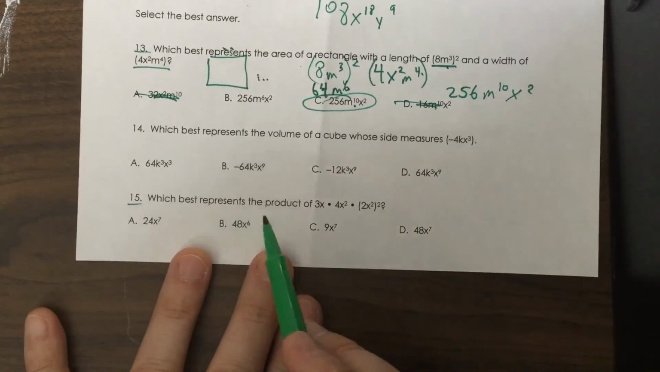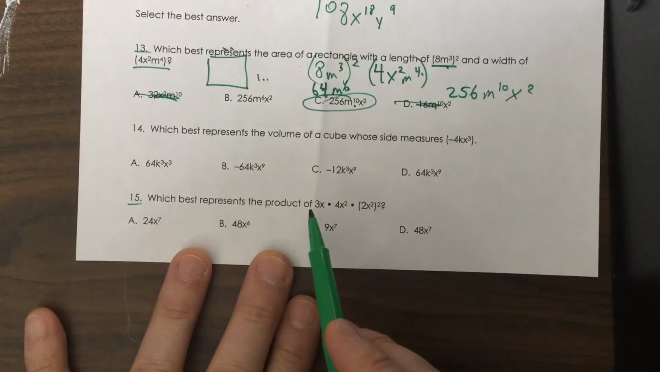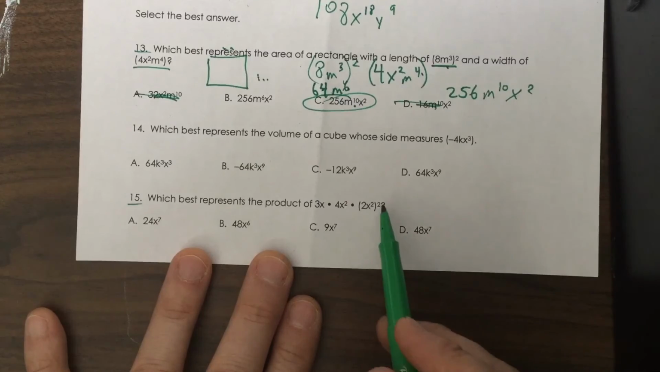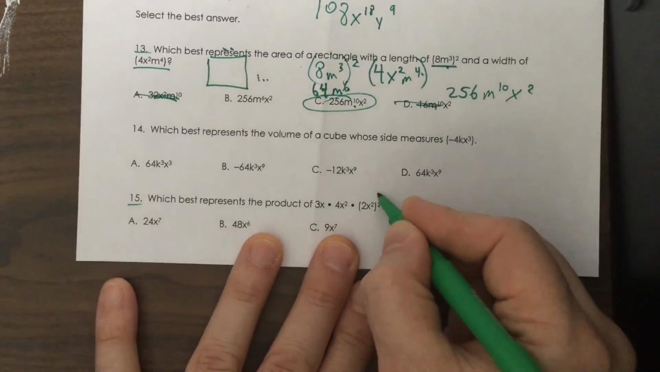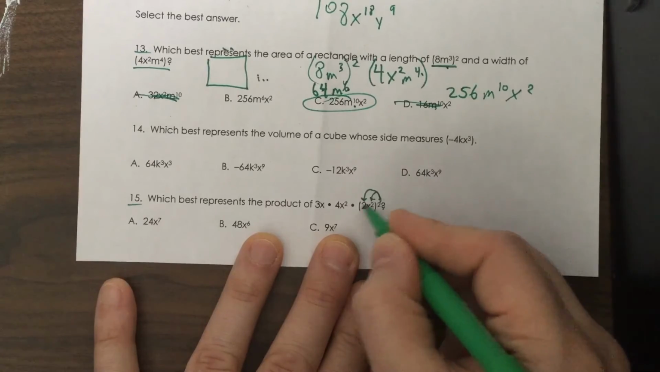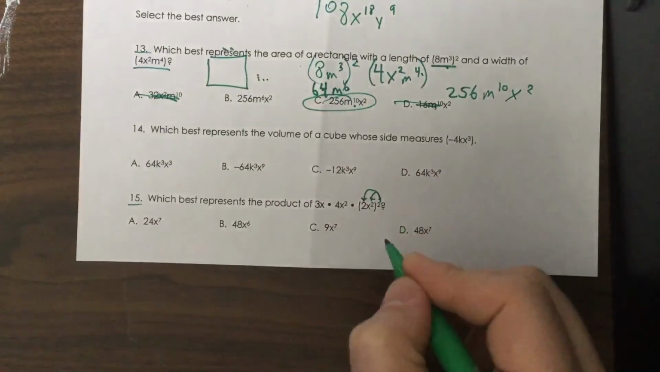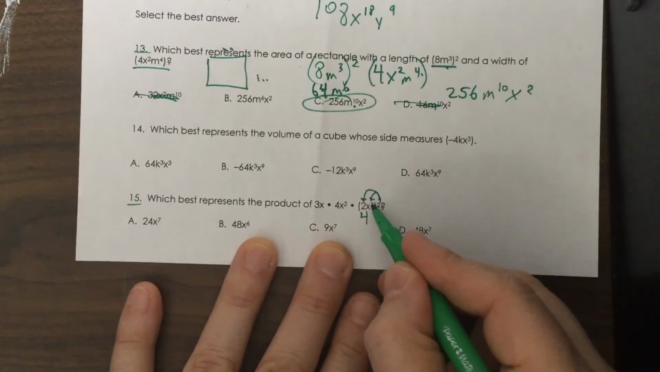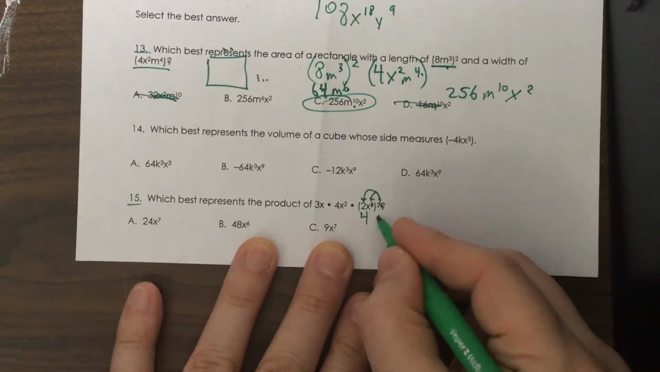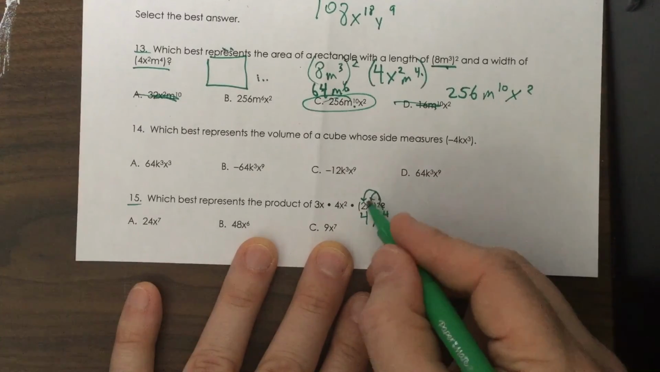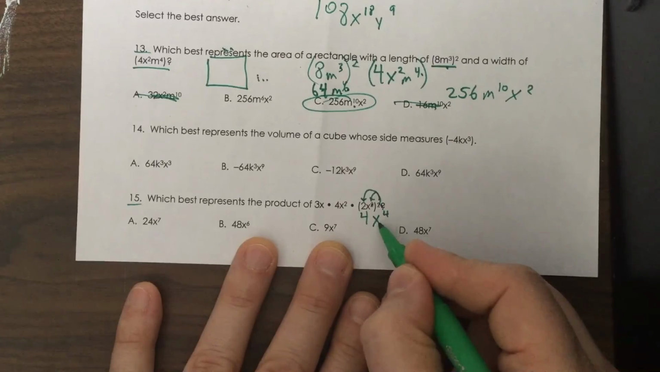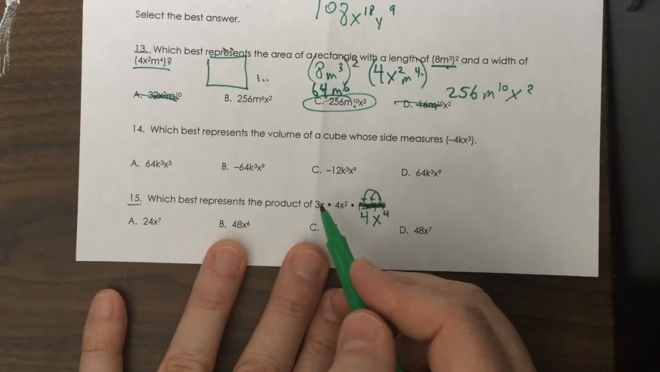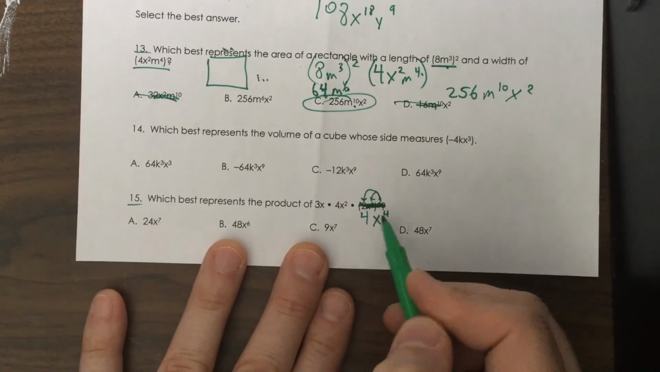Number 15, which best represents the product of 3x times 4x squared times 2x squared, all carried to the power of 2? Well, we need to do this one first. 2 to the power of 2, or 2 caret top 2, that's going to give you 4. Okay, so I have 4 here. And then this, 2 times 2 gives me 4. So when I take care of this exponent on the outside of the parentheses, I end up with 4x to the 4th. So I'm going to cross out that. What I really have is 3x times 4x squared times 4x to the 4th.